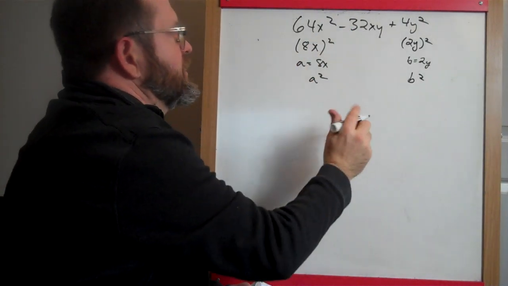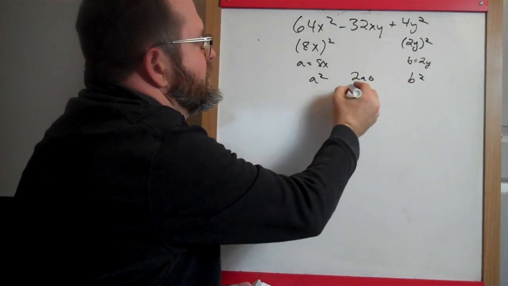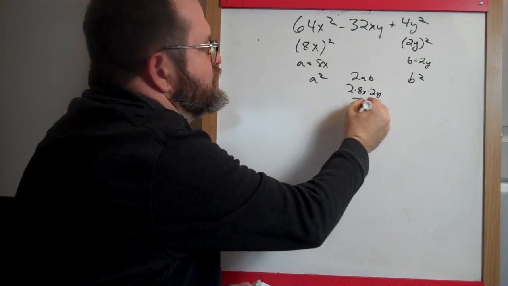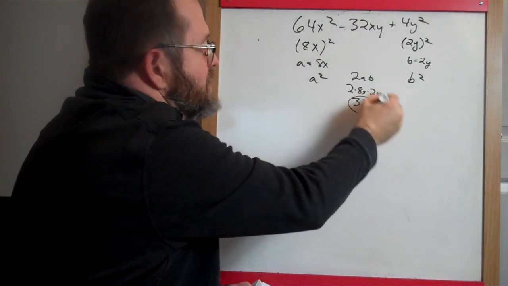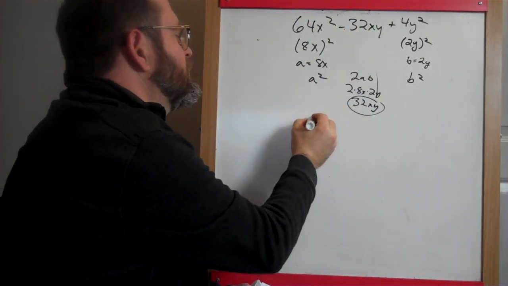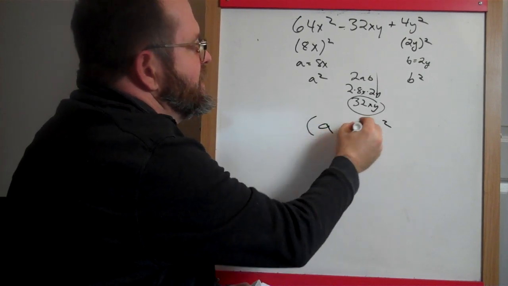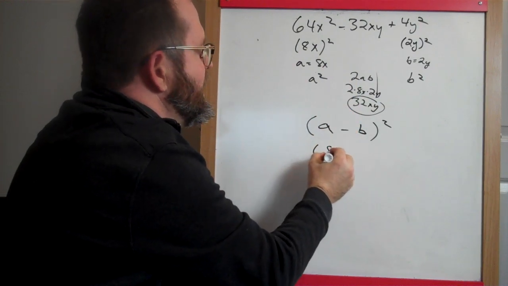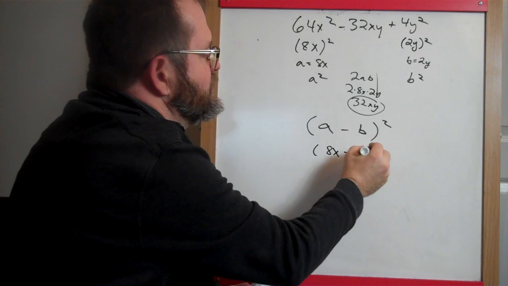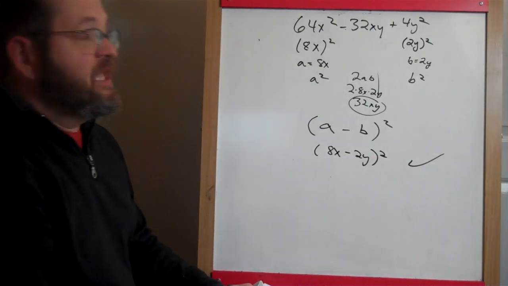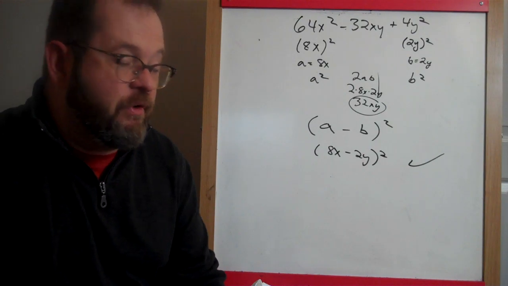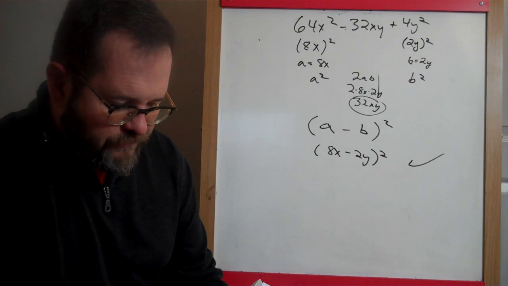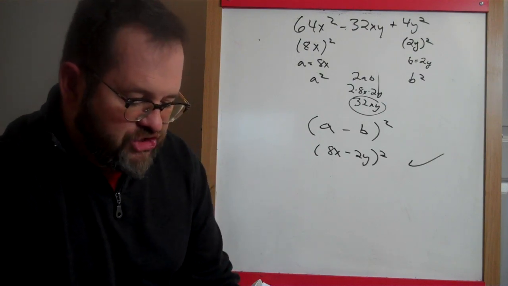Now we turn our attention to the middle term. Is it 2ab? 2 times 8x times 2y. Let's see, that'll be 32xy. Yeah, now it's got a negative sign in front of it, but it matches. So our factorization will be a something b, and it'll be minus, because the middle term was a minus. So it is 8x minus 2y, the quantity squared. And again, I would strongly recommend checking those things with FOIL, but I already did check it with FOIL, and it's good.